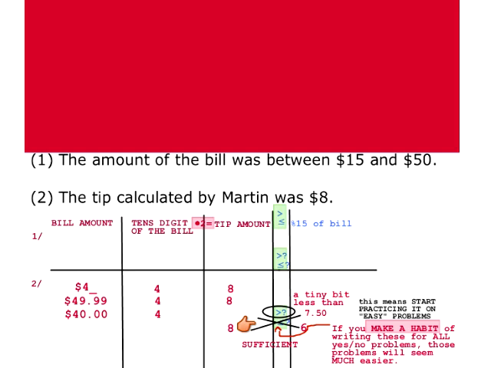Statement 1. So I know that these cases are all in statement 1 as well. So I already have this circled because these numbers are already between 15 and 50. So what is my only goal in life at this point?